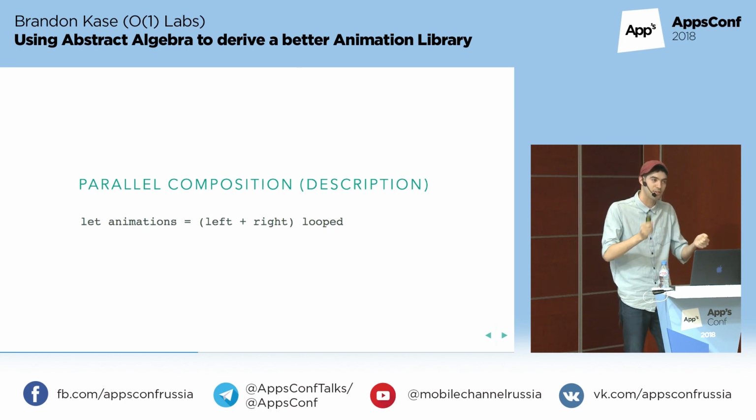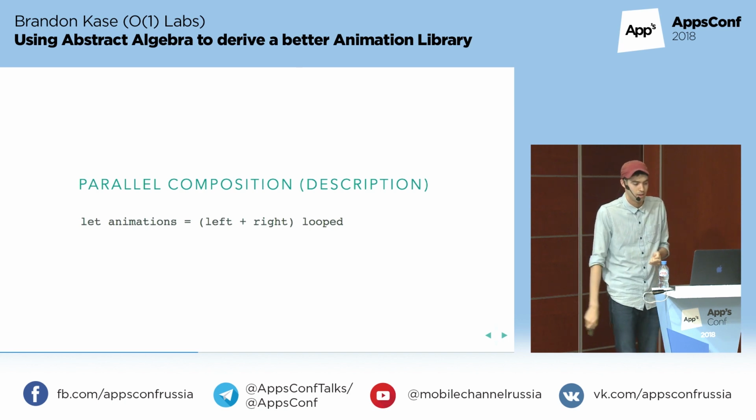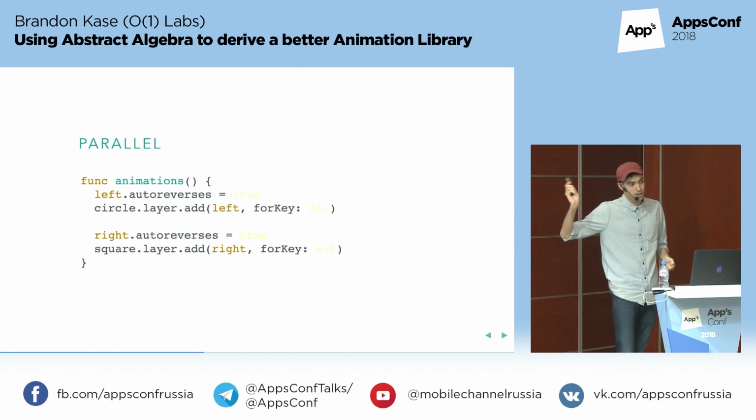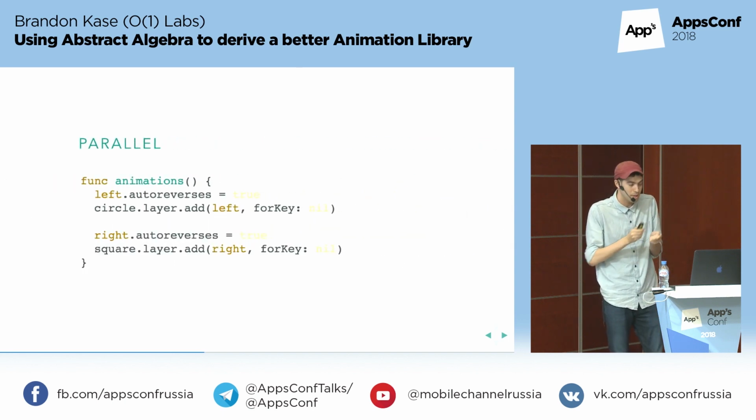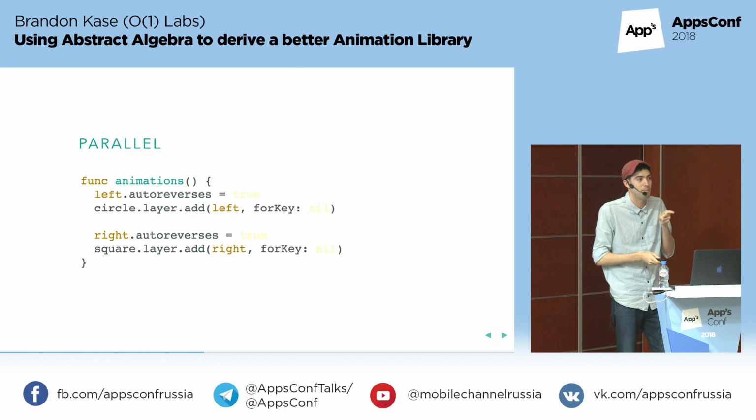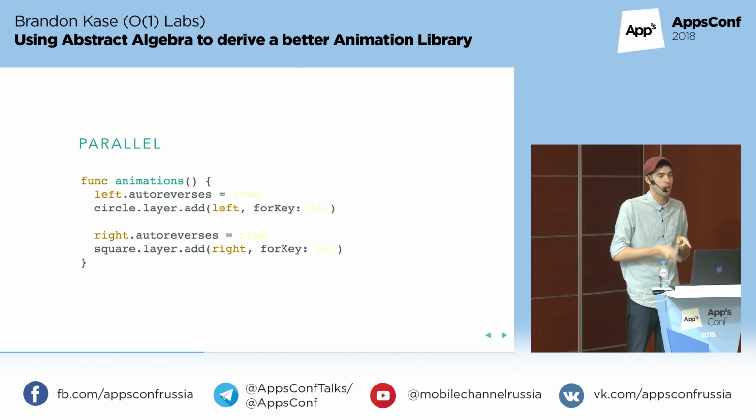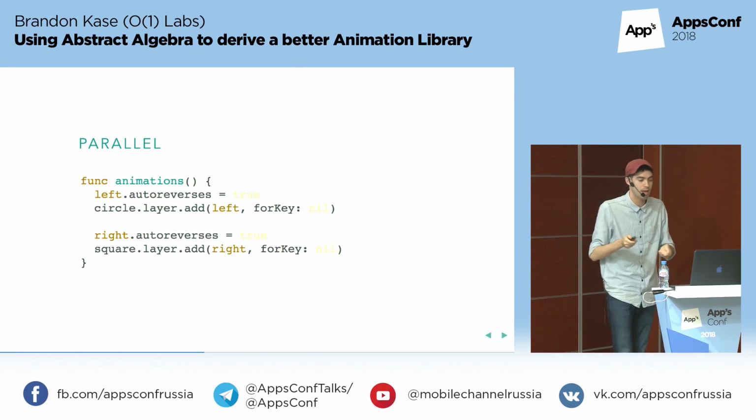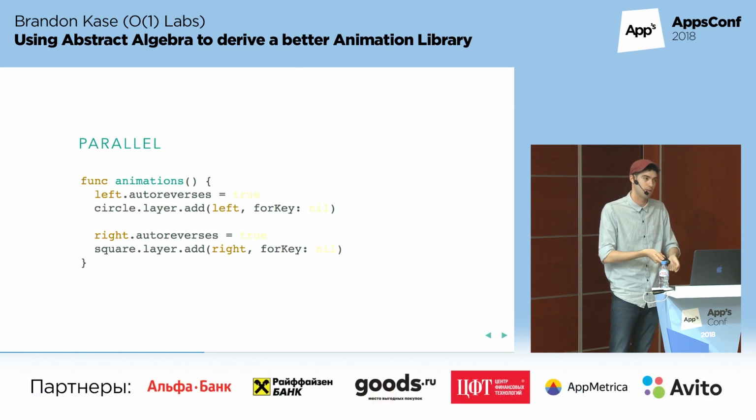But now we can define left and right as CAAnimations. Well, we can make a function again. Because they're these values, we poke at them and we say, hey, you should auto-reverse. And then we get that looping. And again, we add it to the layers that we care about. So we add the left to the circle and the right to the square.